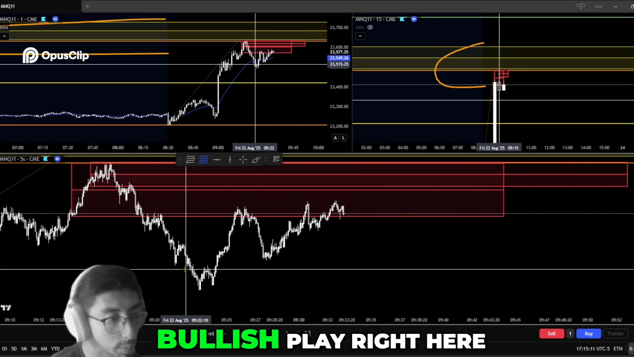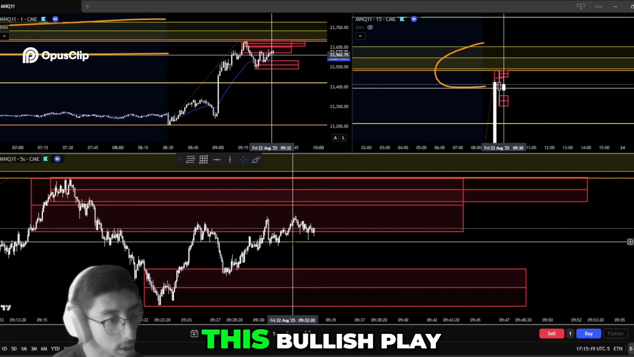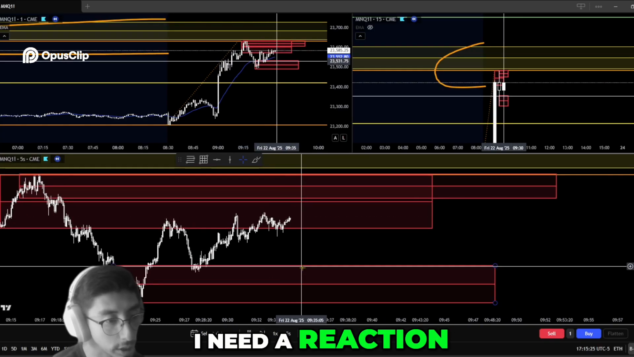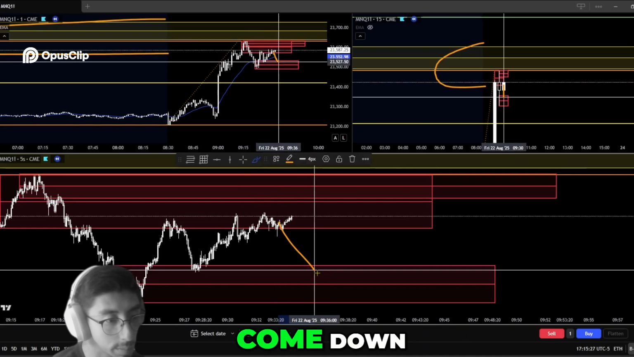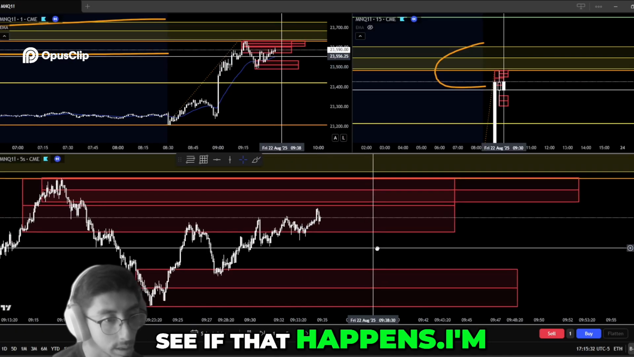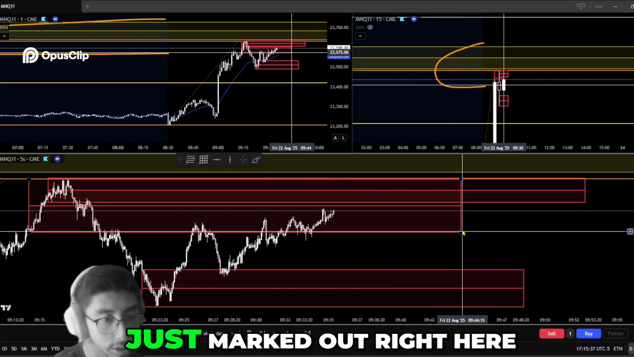I do see a bullish play right here. Let's see here. So I do like this bullish play. For me to want to take this, I need a reaction before entering. So like price will need to come down, react a bit, then fill me. Let's see if that happens. I'm not too sure about this zone that I just marked out right here.